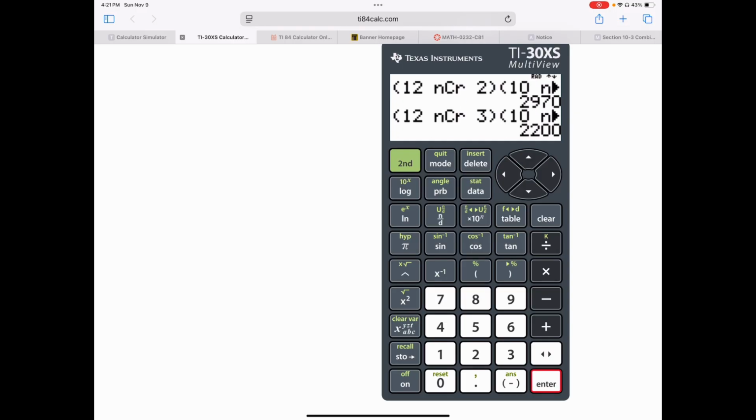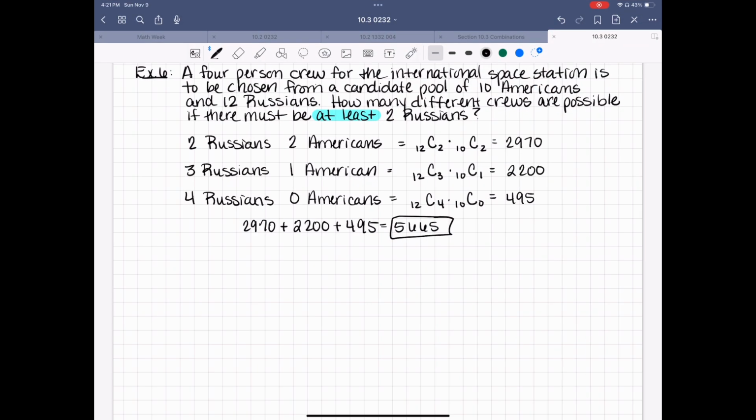Once again, you can multiply those. And then our last scenario is 12 choose 4. All 4 are going to be Russians and no Americans, and that does give me an answer of 495.